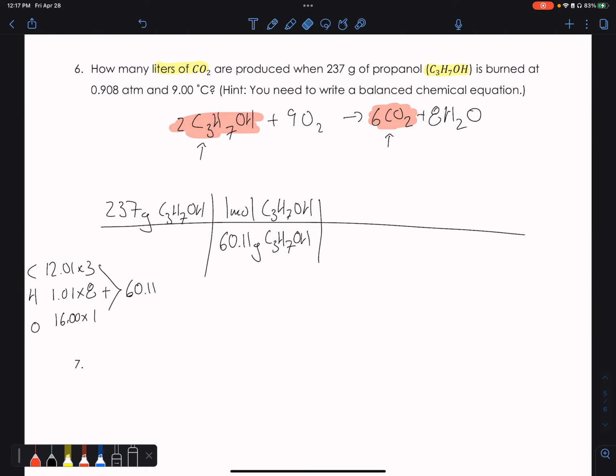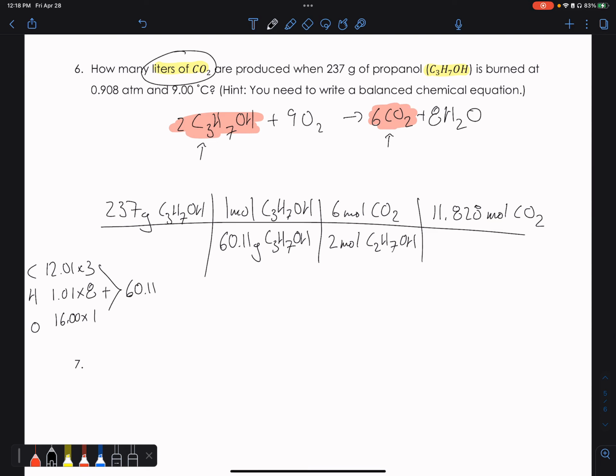So we can use that to convert our 237 divided by our 60.11 gives 3.94. Actually, before we even do that, we can put another step in here. Because now we can take our ratio here, 2 moles of C3H7OH to 6 moles of CO2. And that's our mole ratio that'll let us convert those numbers. So still starting with 237, and then multiply that by 6, divided by 60.11, and then divided by 2, and that'll give us 11.828 moles of CO2.